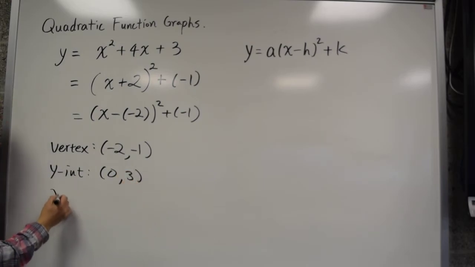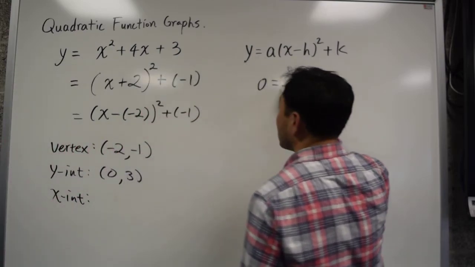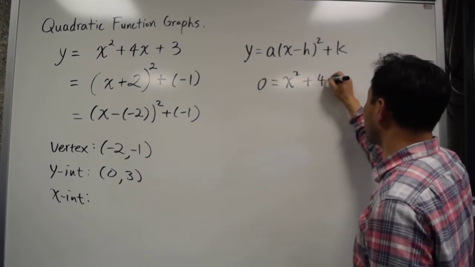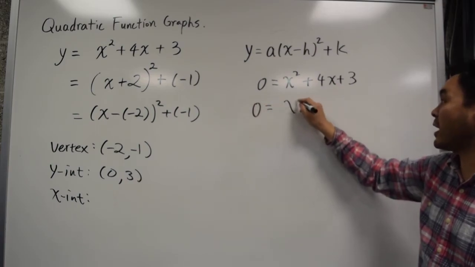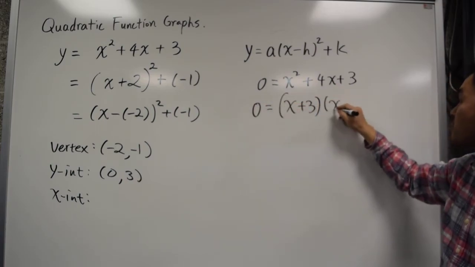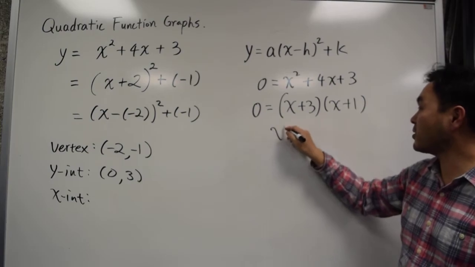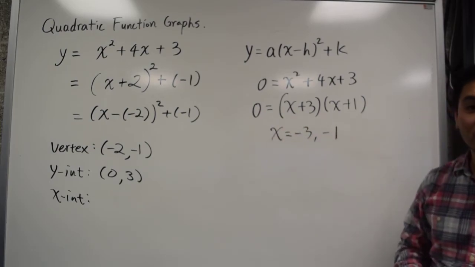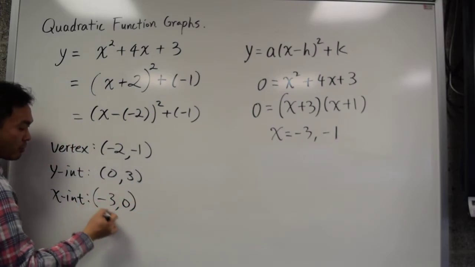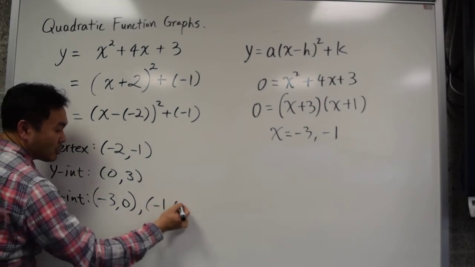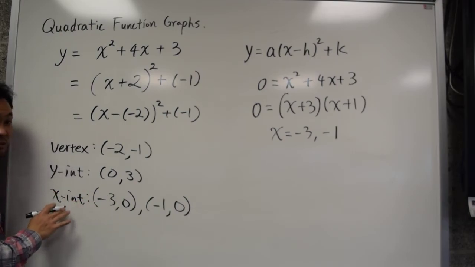I guess a slightly harder one is the x-intercept. To get the x-intercept, you have to set y equal to 0, which is 0 equals x squared plus 4x plus 3. And when you factor this, you get 0 equals (x plus 3)(x plus 1), right? And therefore, you get x equals -3 and -1. Those are your x-intercepts. So when x is -3, y becomes 0. And when x is -1, again, y becomes 0. Since the y-coordinate is 0, that means it's on the x-axis. That's why this is the x-intercept.